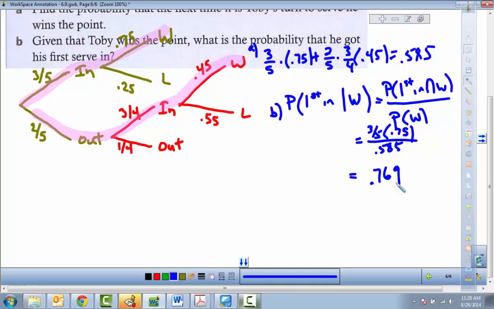So I hope that you're seeing that the probability calculations themselves are not difficult if you have your tree drawn. The tree can be the confusing part, especially when you're looking at probabilities that are not independent of each other.